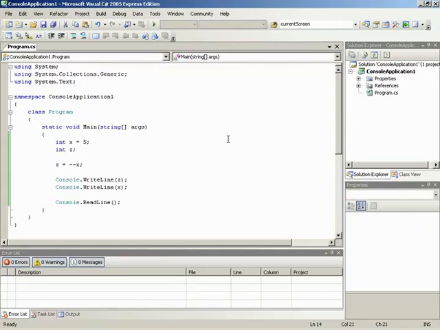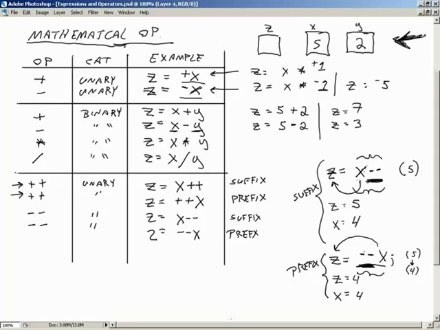Now, if you still find yourself a little bit confused, as I said, I suggest going over into Visual Studio and writing a very simple console application and testing this out. And then after that, if you kind of have an idea of what's going on, don't worry.